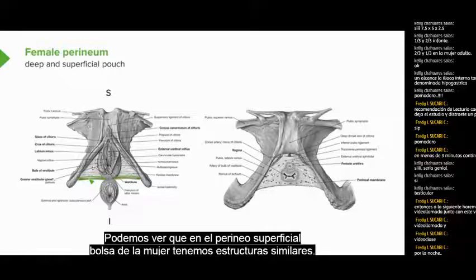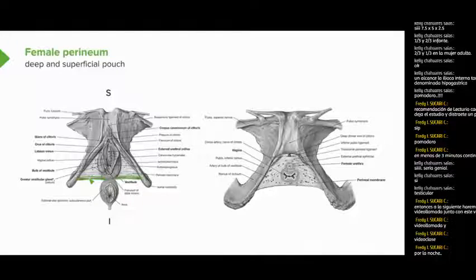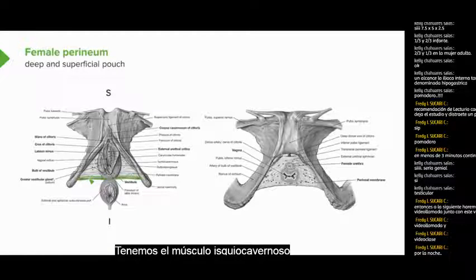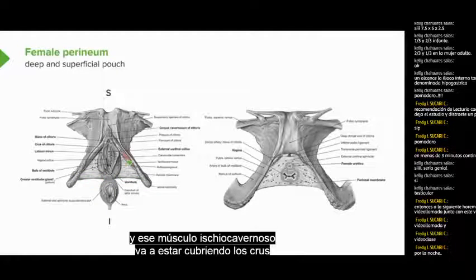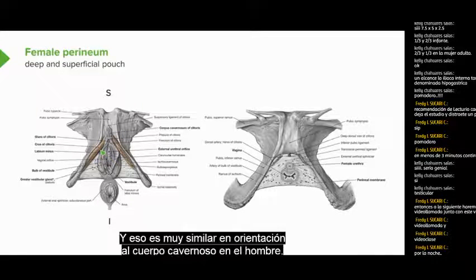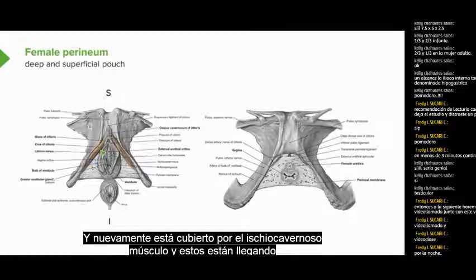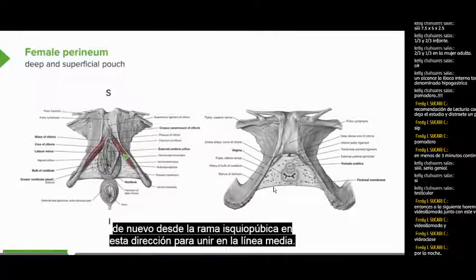We can see that in the superficial perineal pouch of the female, we have similar structures. We have the ischiocavernosus muscle, and that ischiocavernosus muscle is going to be covering the crus of, instead of the corpus cavernosa, the crus of the clitoris. And that is very similar in orientation to the corpus cavernosum in the male. And again, it's covered by the ischiocavernosus muscle. And these are coming up again from the ischiopubic ramus in this direction to unite in the midline.